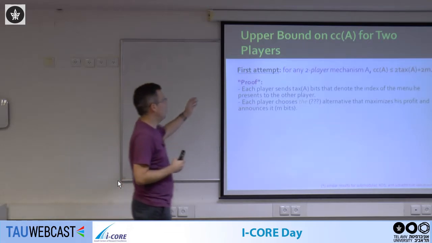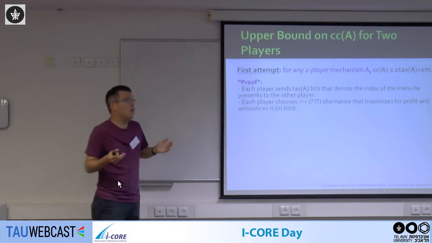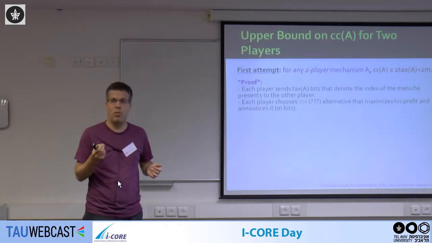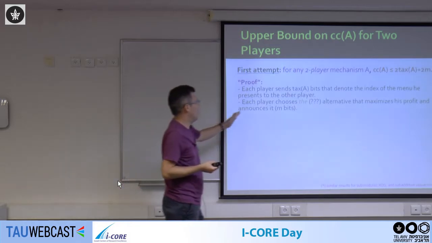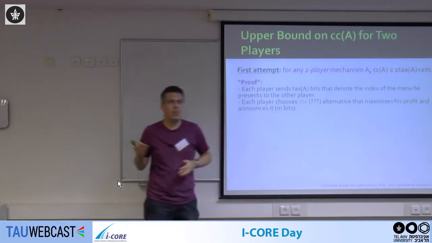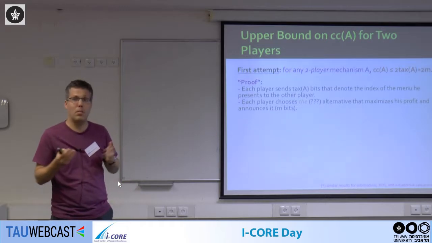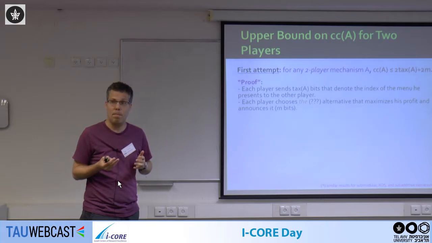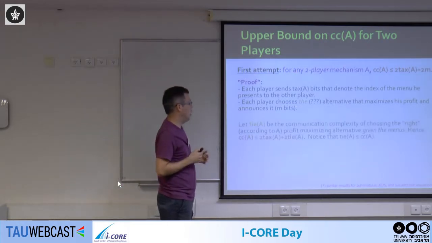Good. So each of the players does that. That's 2 times text A bits. And now each player has the menu. So what's more obvious than just choosing the profit maximizing bundle? That's exactly the part that doesn't work, because in principle there might be several bundles, several alternatives that maximize the profit, and we have to do some tie breaking between them. So we somehow have to account also for this tie breaking.